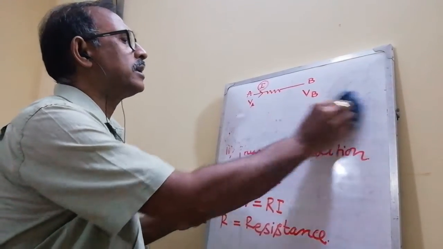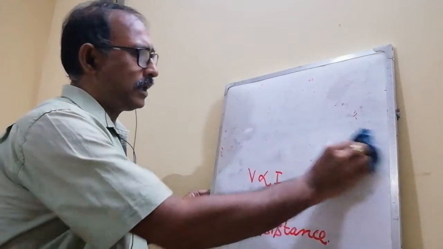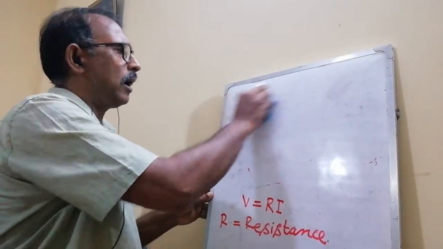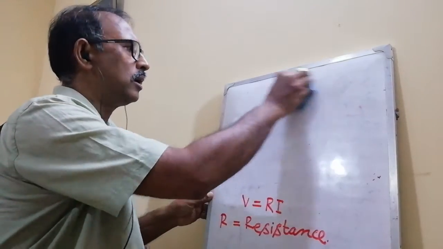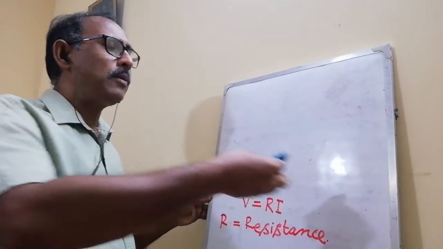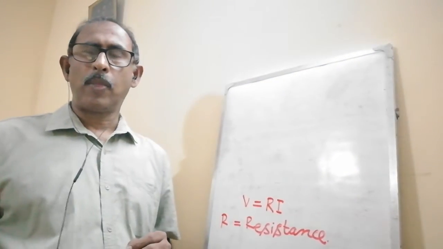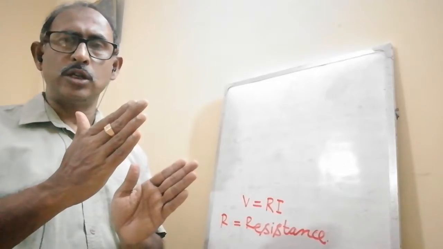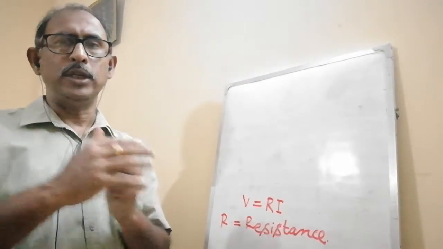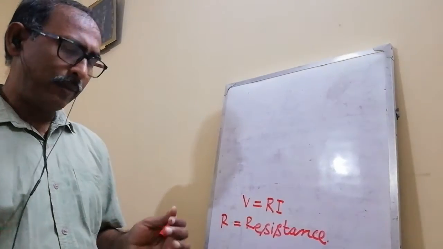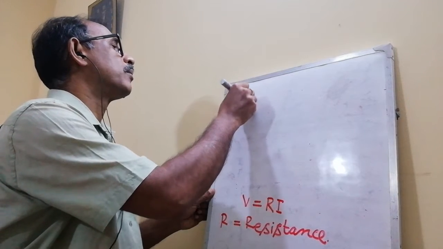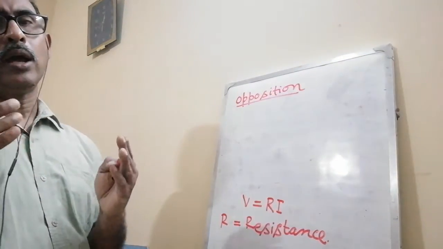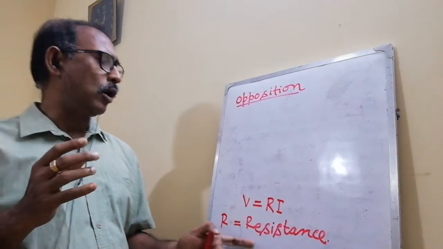What do we mean by resistance? Resistance means that when current flows through the conductor, the conductor opposes the flow of charge, because the flow of current means the flow of charge. When charges flow through the conductor, the conductor opposes the flow. This opposition is known as resistance. That means resistance is nothing but the opposition to the flow of charge or the flow of current. This is the actual meaning of resistance.